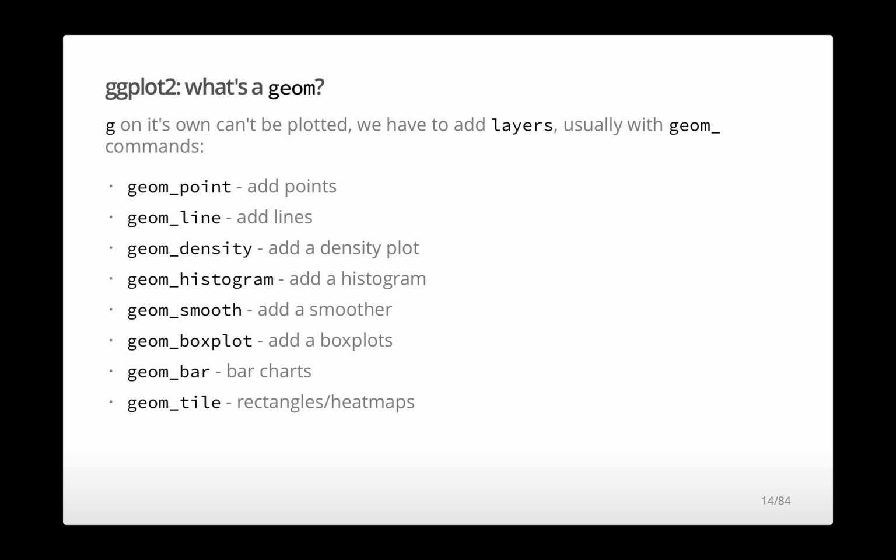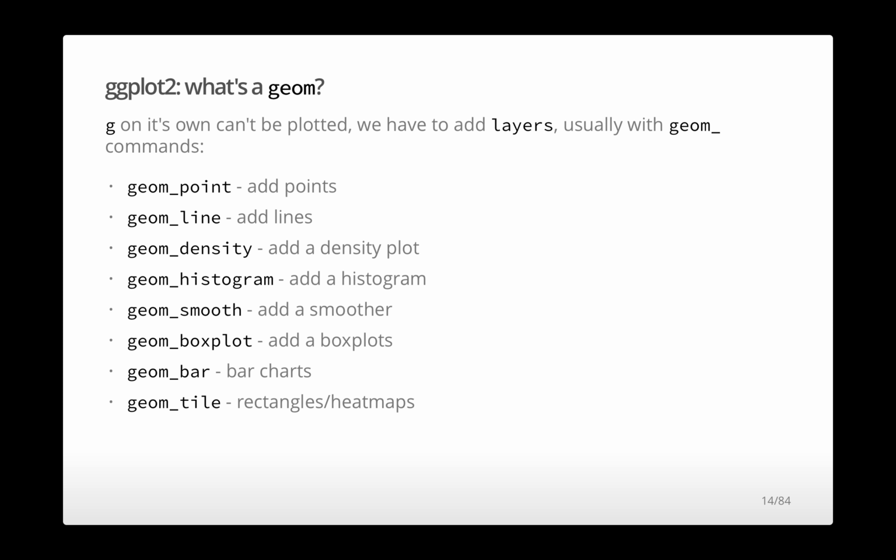And now that you've got a ggplot object, which just makes this canvas, you add layers to it, and you add what are called geometries. The most common ones I use: geom_point adds points. geom_line adds lines. geom_density adds density plots. geom_histogram, right? So on and so forth.